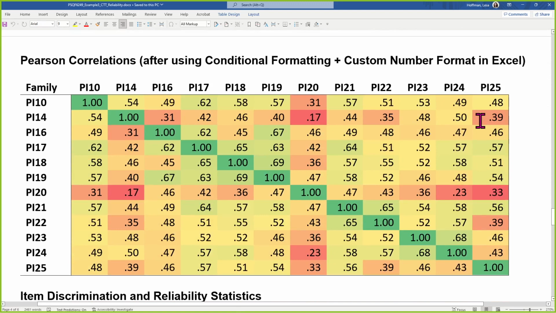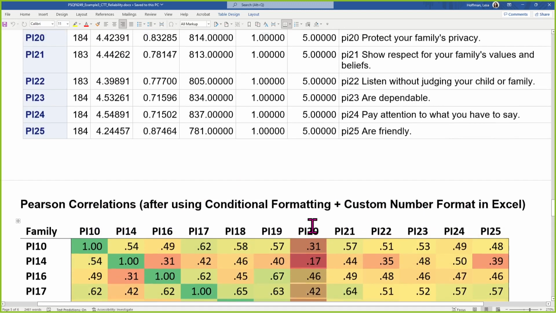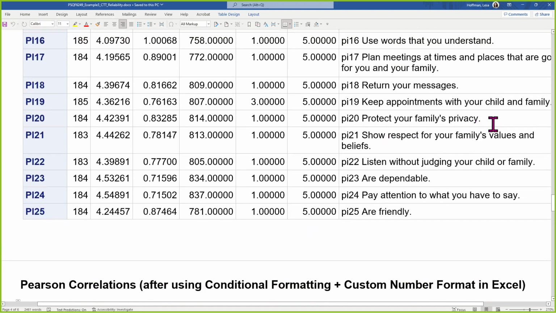Here are my correlations. It looks like item 20 is a bit sus. There's a lot of red in that one. What's item 20 about? Protect your family's privacy. That one is different than the others somehow. And so me, as the grad student in charge of the data, was like, let's delete it. And the people who wrote the items were like, absolutely not. Privacy is super important, and we need to have that in here for construct validity, so we're keeping it even though that item isn't as correlated. Okay, fair enough. Trade-off time.